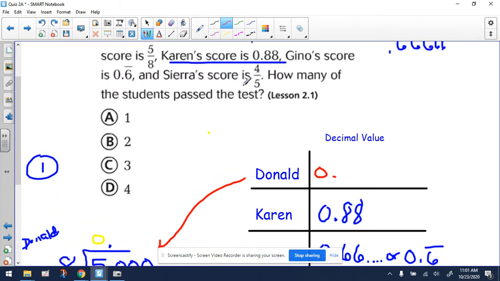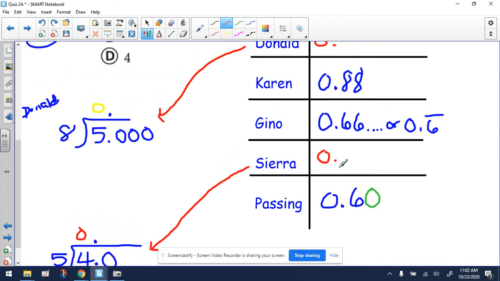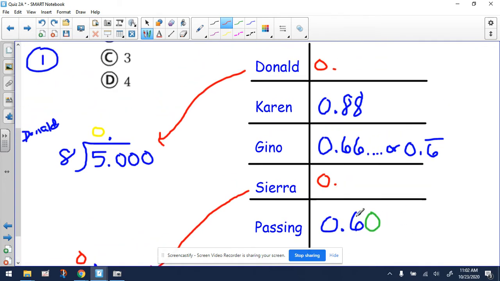And for Sierra, her score was 4/5. So we have to do something similar for that. If you do 4 divided by 5, remember 5 will not go into 4. So we know it's going to be 0 point something. So finish that up. Now you're going to compare everybody's decimal to this decimal because remember passing, they said, was 6/10. And you might even want to throw a 0 on there just for comparison purposes.